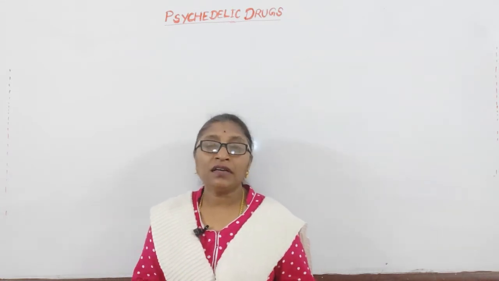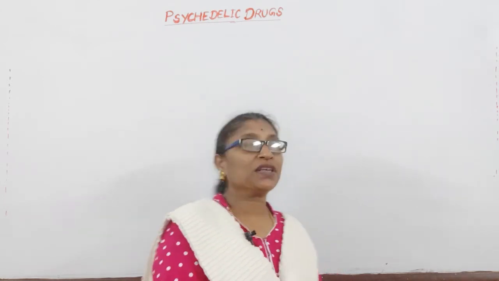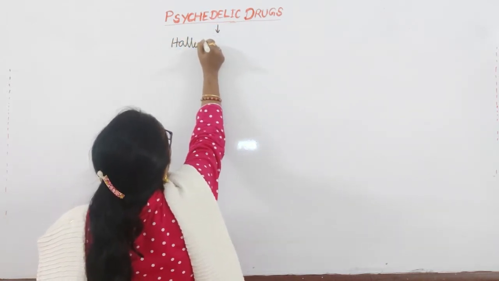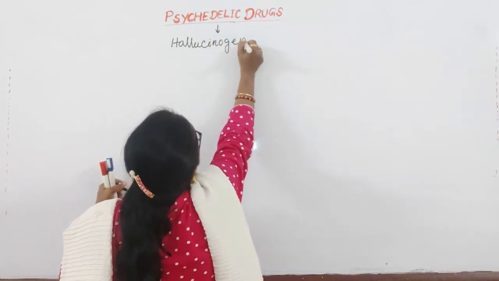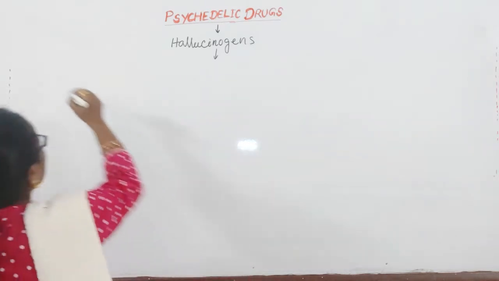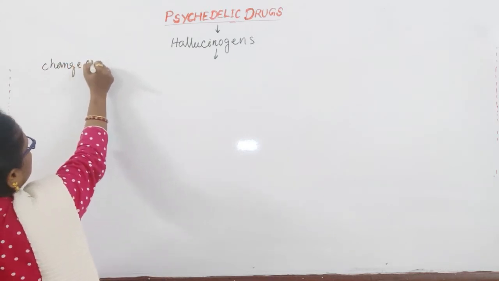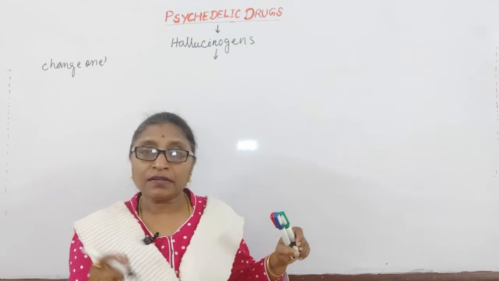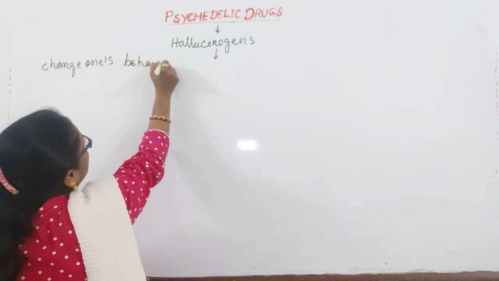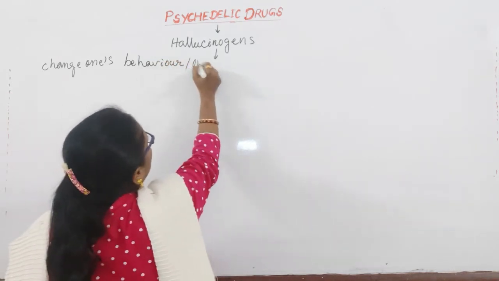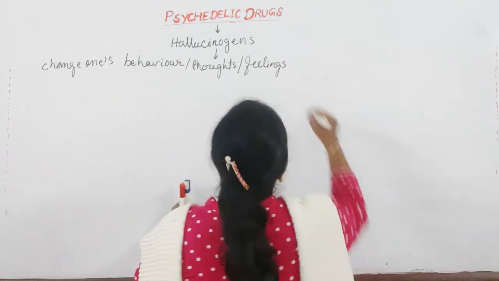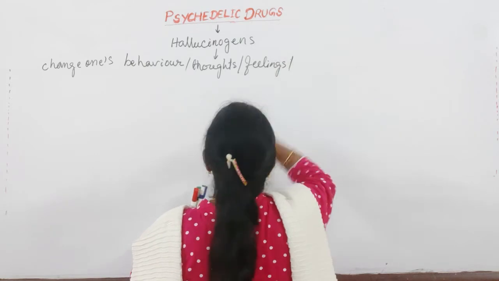In this session, we are going to discuss the psychedelic drugs. Psychedelic drugs are also known as hallucinogens. These psychedelic drugs or hallucinogens change one's behavior, thoughts, feelings, or perception. What is perception?